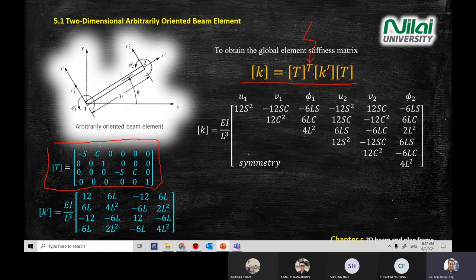If you do T transpose times K prime, and then times the T matrix again, you will get this very complex but standard form. So K equals EI over L cubed times this matrix. In the exam, if you write this whole jumbo matrix, you will score 1 to 2 marks also. So this one 1 to 2 marks, this one also 1 to 2 marks, 3 marks in total, if you are solving a beam with an angle, or what we call an orientated beam element.